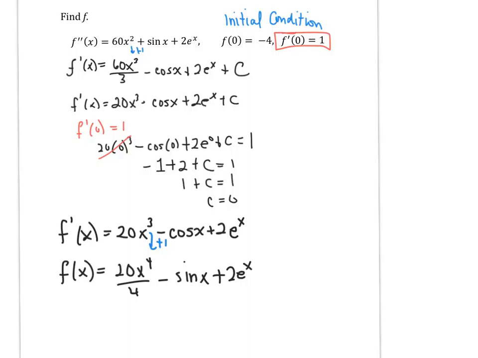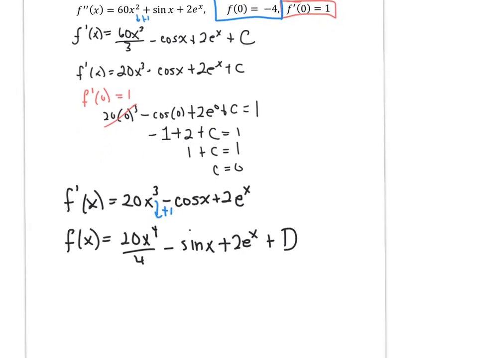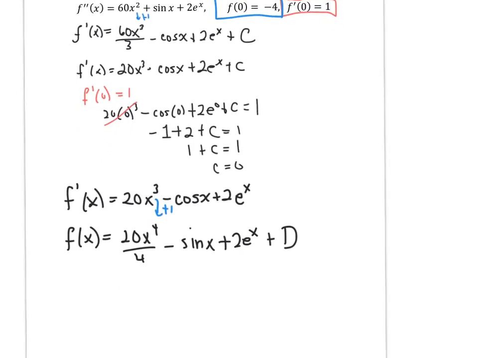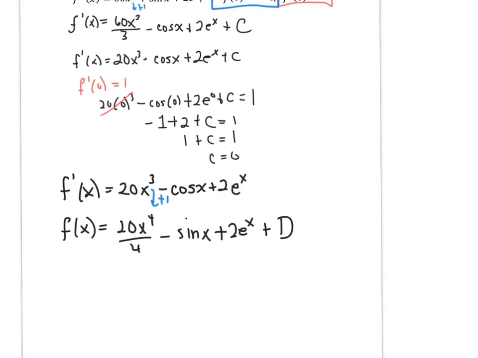And once again, what we have here is this function, and the derivative of f does give us f prime, but we don't know if this is the only function, so we need a constant. And the constant this time I'm going to call d. I'm going to use d because I've already used c. But again, we're going to use this initial condition to figure out what this is, and the initial condition is f of 0 is equal to negative 4.